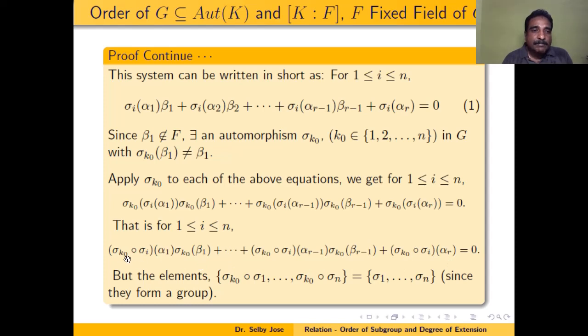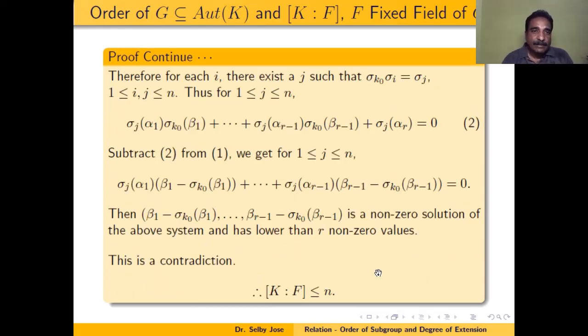But you know that sigma k naught is one element of the group G, and sigma 1, sigma 2, etc., sigma n are also elements of the group G. So if you take the composite of sigma k naught with sigma 1, sigma k naught with sigma 2, etc., they are also elements of the group, and they are the same elements of the group, but in some different order. That means sigma k naught composite sigma 1 may not be sigma 1. It may be some sigma i between 1 and n, because this one is a group.